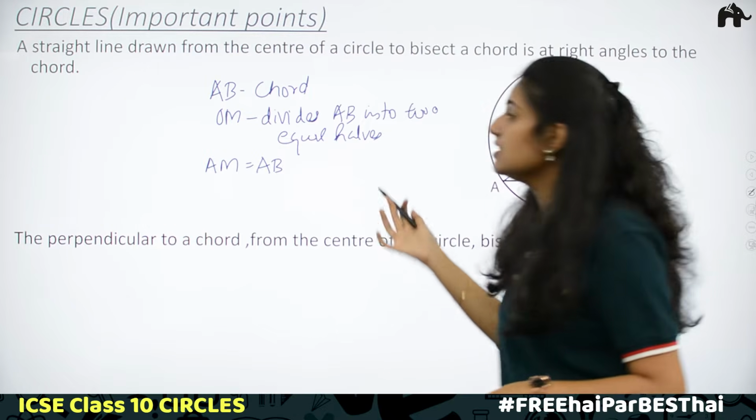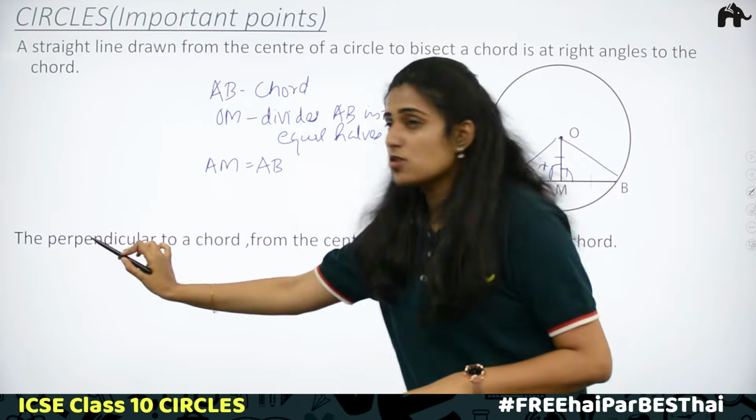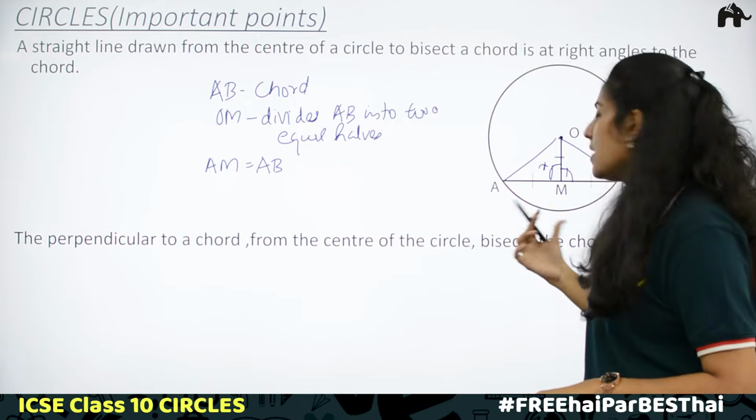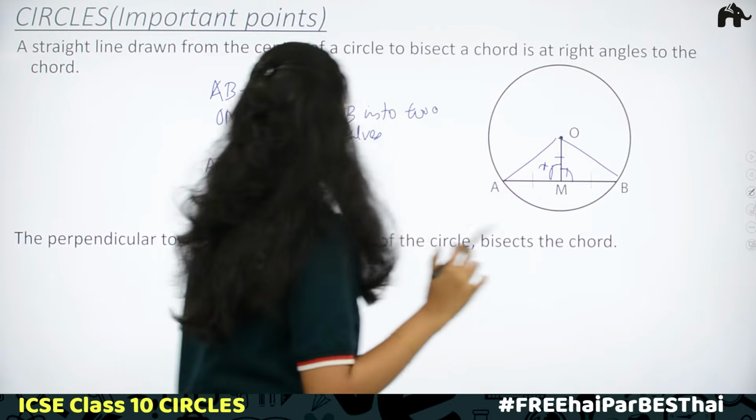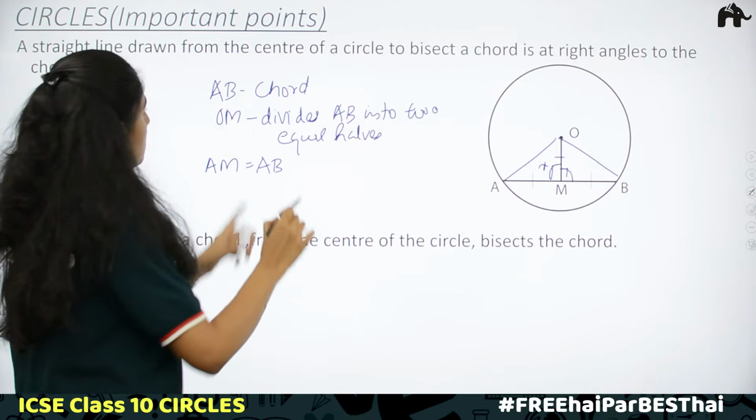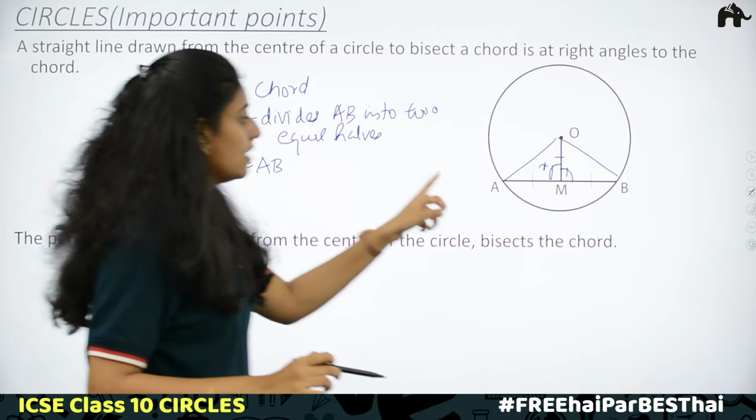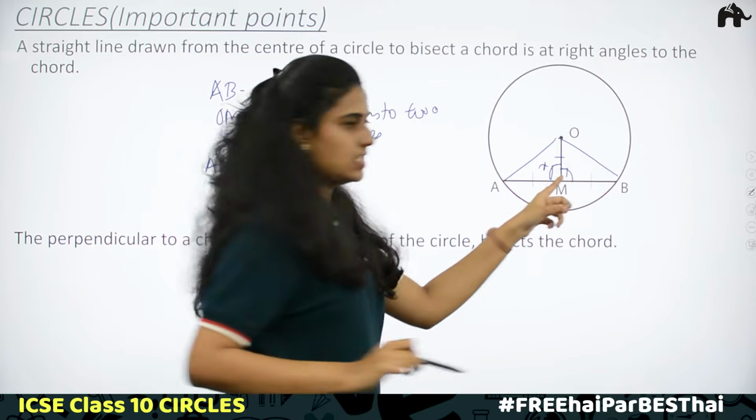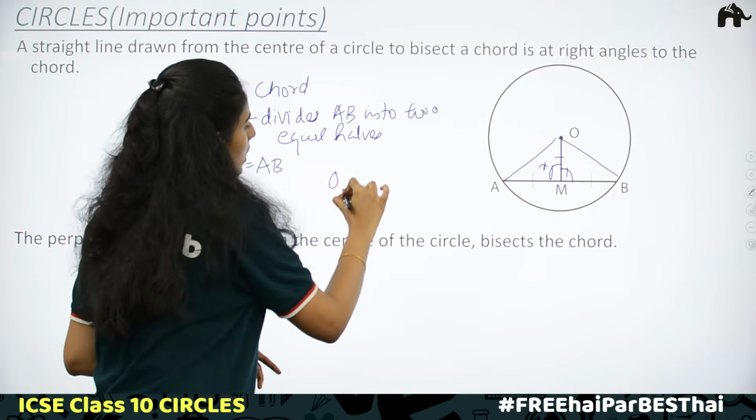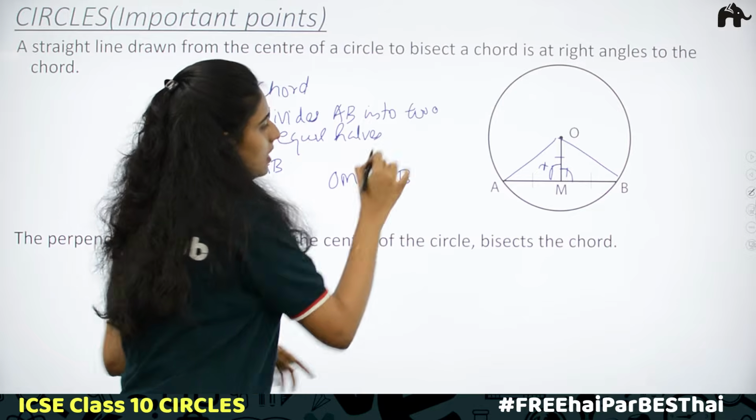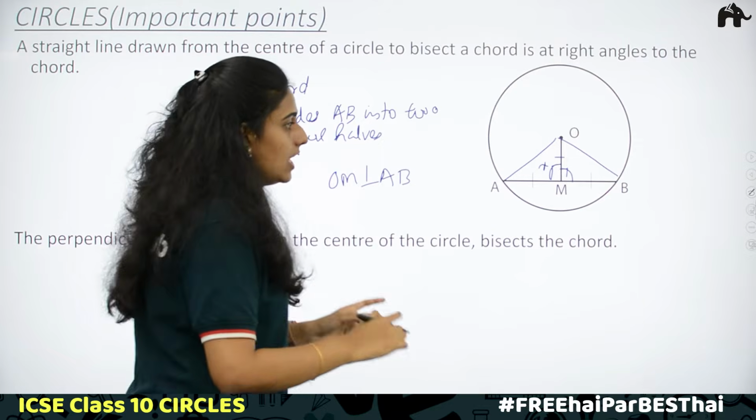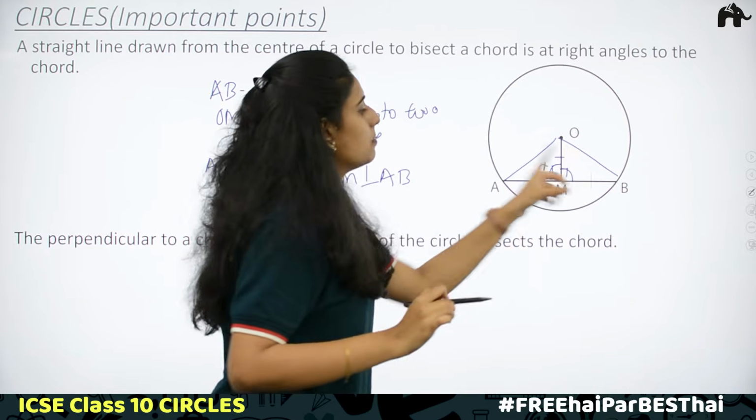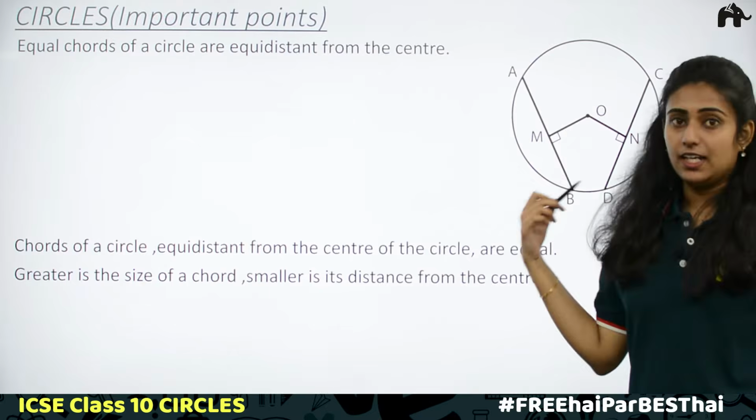Now, the converse of this statement is also true. That is, the perpendicular to a chord from the center of the circle bisects the chord. In the first statement we said that if a line drawn from the center bisects the chord, then it will be at right angles, that is, OM will be perpendicular to AB. The converse of the statement is, if a line is drawn perpendicular to the chord, then the line will bisect the chord. Clear?